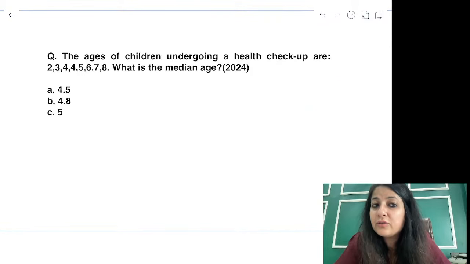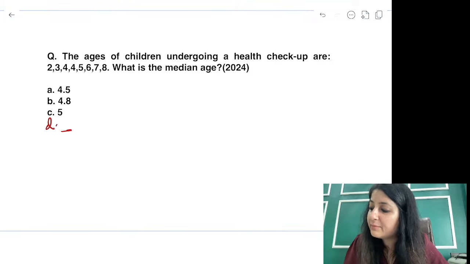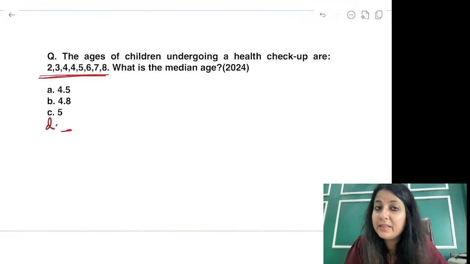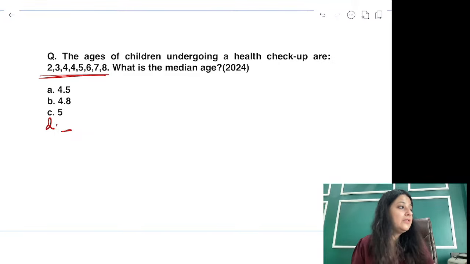Now you have to calculate the median age. I'm sorry, I forgot the D value. Tell me by calculating it yourselves. How are you going to calculate the median age over here? How are you going to do the median age? We'll just have a quick look at mean, median as well as mode.